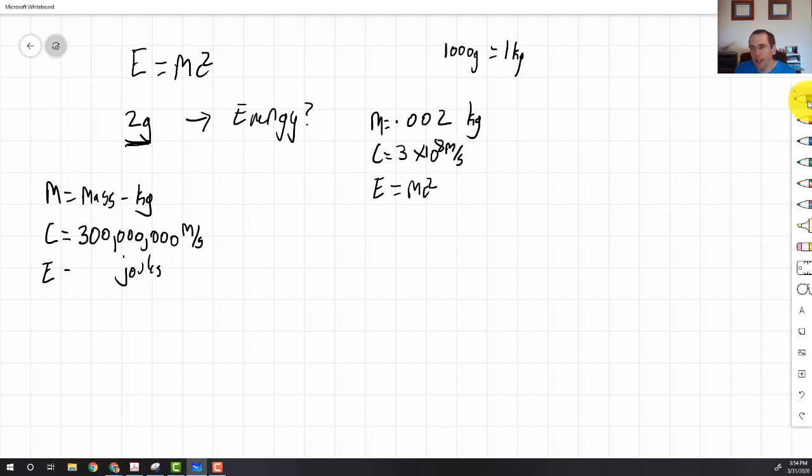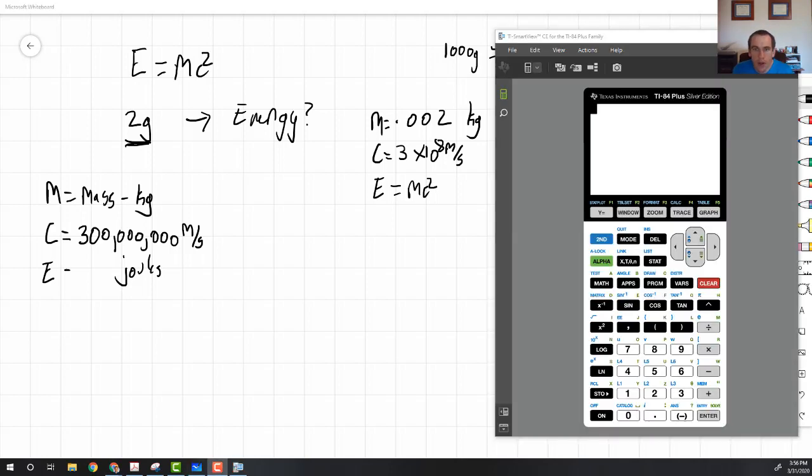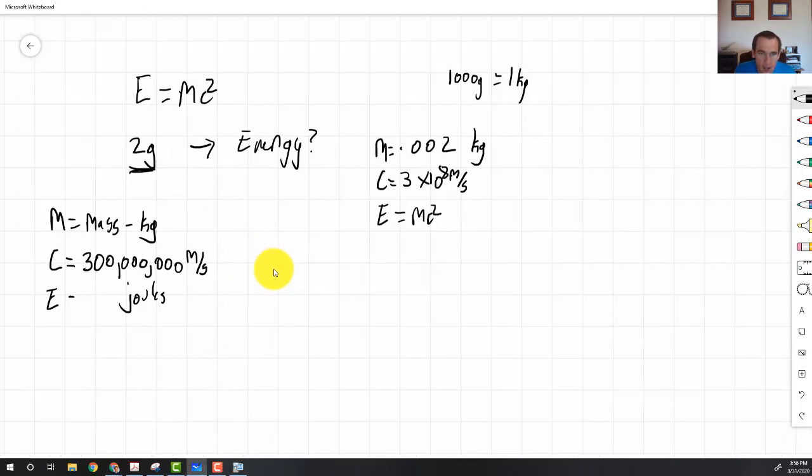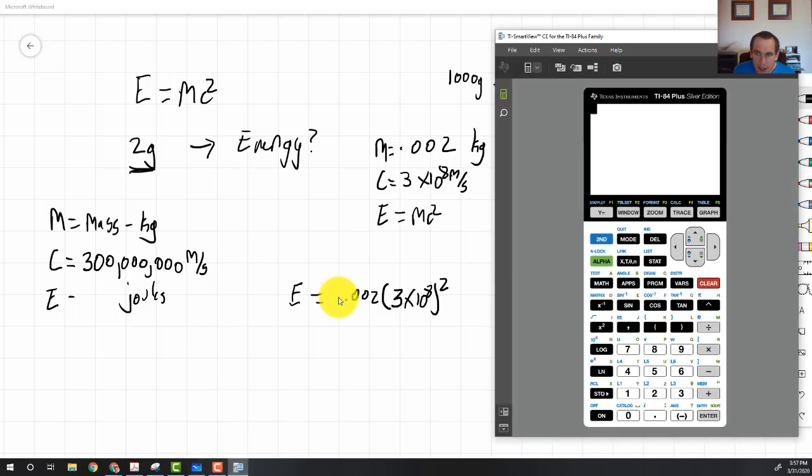So then let me show you how to do this on a calculator. What I need to do is take E and set it equal to 0.002 times 3 times 10 to the 8th squared. Now, I could type that all in on a calculator, but there is this cool E button. I see it here above my comma. So I'm going to type what I see, 0.002, and then parenthesis, and then 3, and this times 10 to the power of 8. I use this E feature, and then I just put in the power.